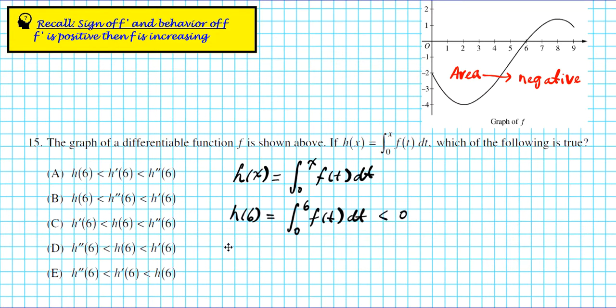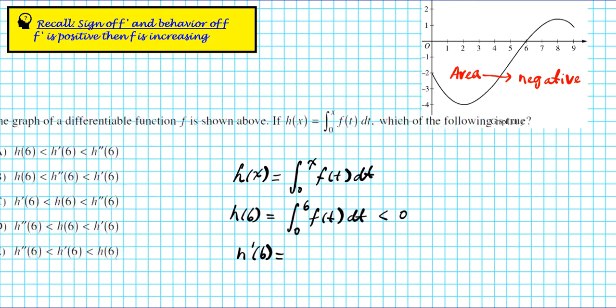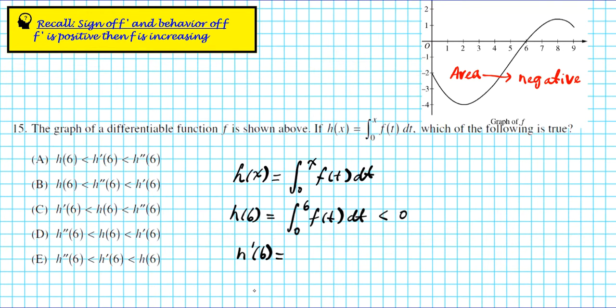Okay? Now how about h prime of 6? h prime of 6 is basically we have to find the derivative of this function, and then we're going to evaluate it at x equals 6. So anytime you're evaluating a derivative at a point, always recall that there are two portions to it. Okay? Alright, so for h prime of 6, first of all, let's look for h prime of x.